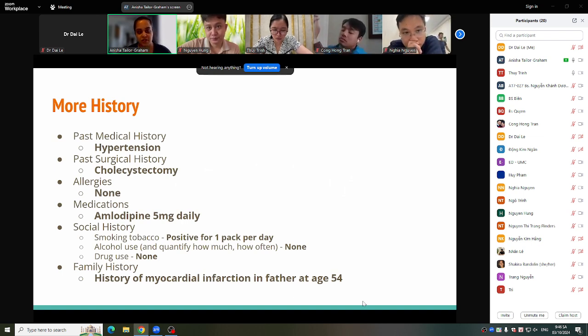So for this patient, they have a past medical history of hypertension. Past surgical history: they've had their gallbladder taken out. No allergies that they know of. They take amlodipine, 5 milligrams for their blood pressure on a daily basis. The patient smokes 1 pack of cigarettes per day, no alcohol use, no drug use. And then his father had a heart attack at the age of 54.